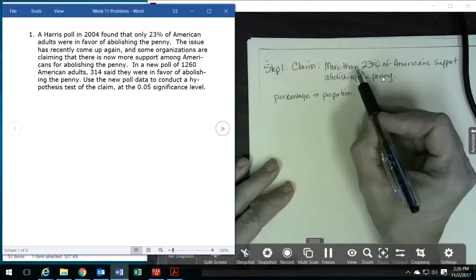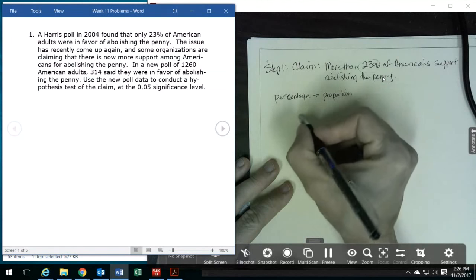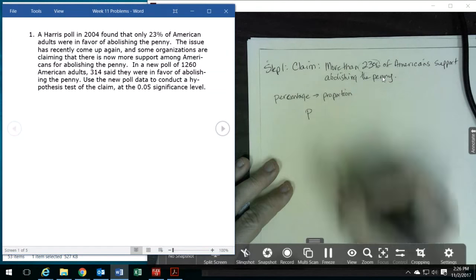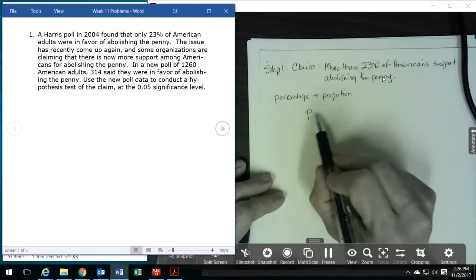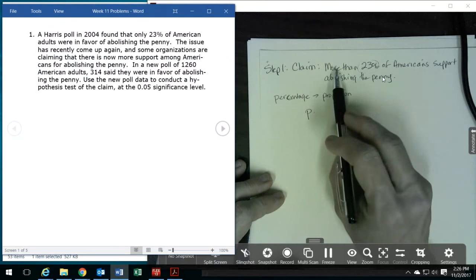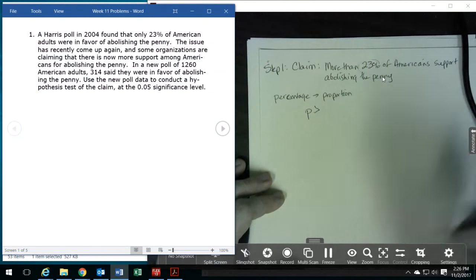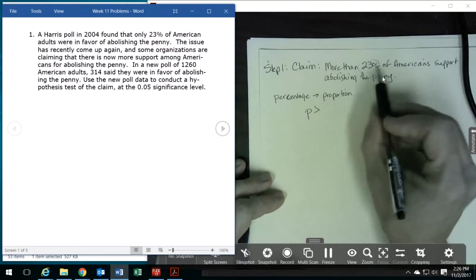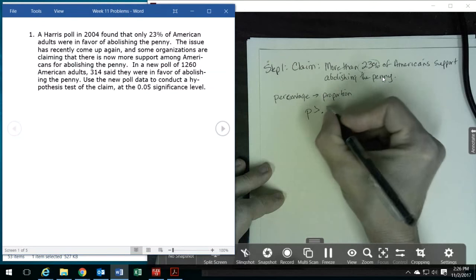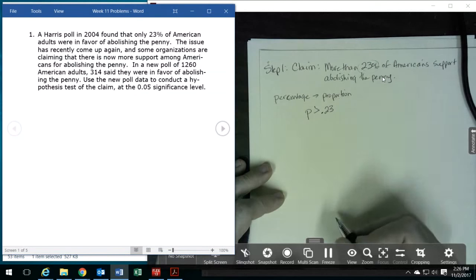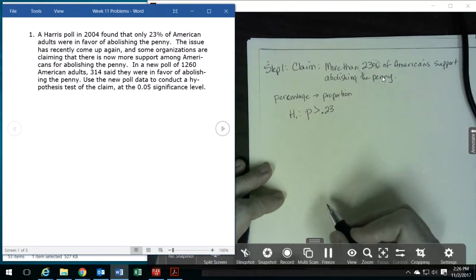Okay, so what we want to know is what the parameter would be. Since it's a proportion, that means we're talking about p. And then we want to know what the inequality is. This is where we're trying to think of our alternative hypothesis. Since this says more than, we want to make this a greater than. And then the number we're comparing it to is the 23%, but we're going to write it as a decimal. So this is our alternative hypothesis right there.